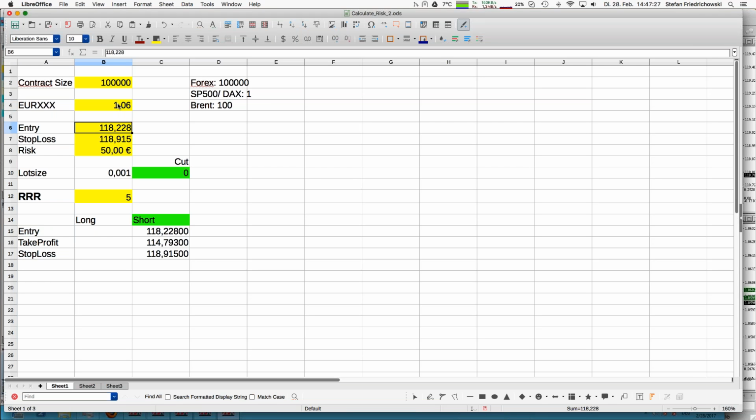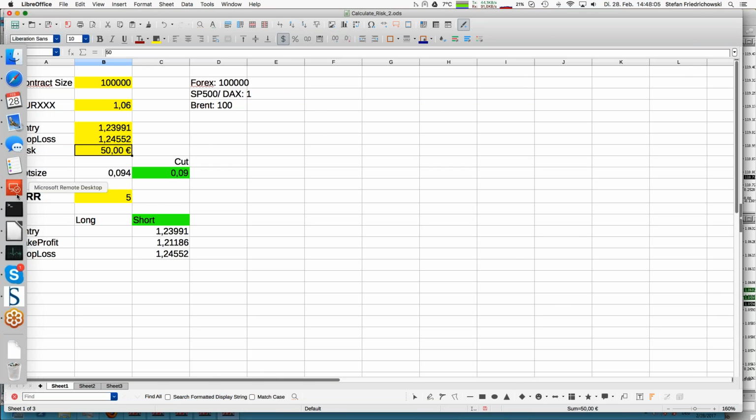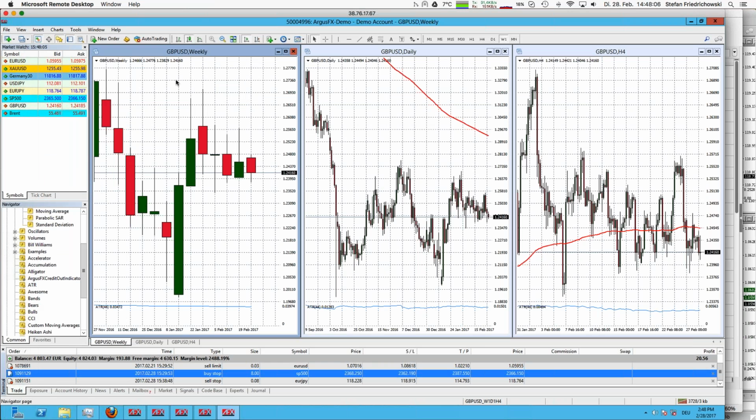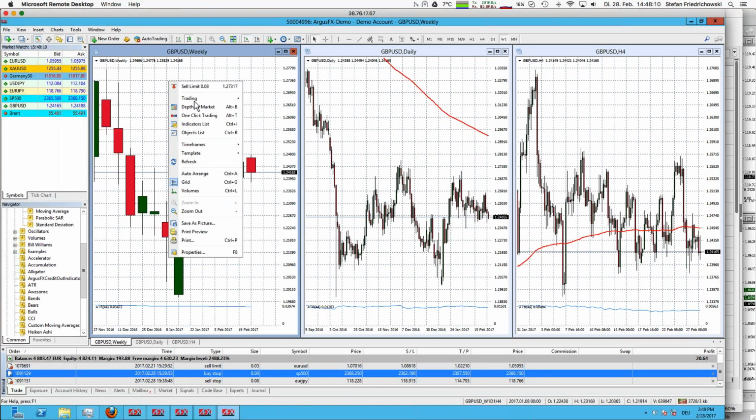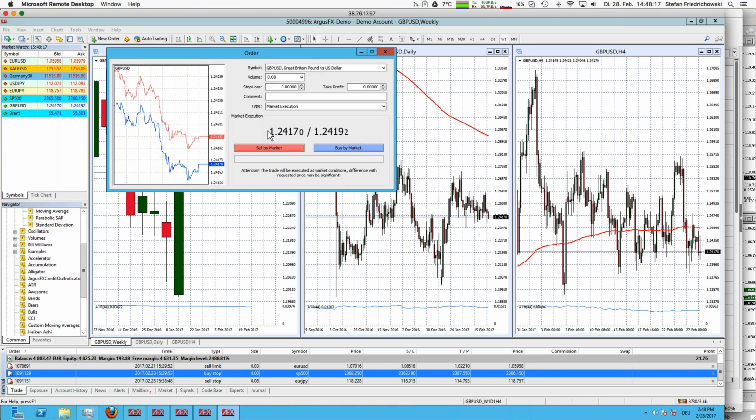So we want to have a short rate with an entry at the low of the previous week candle, which is 1.23991, and we have calculated the stop loss to 1.24552, and we see the lot size 0.09, and we see a take profit with a risk reward ratio of 5 of 1.24552. Okay. So now it's time to place the next order. Quite easy. And that order would be a sell stop order because the overall trend direction is going south for British pound US dollar.